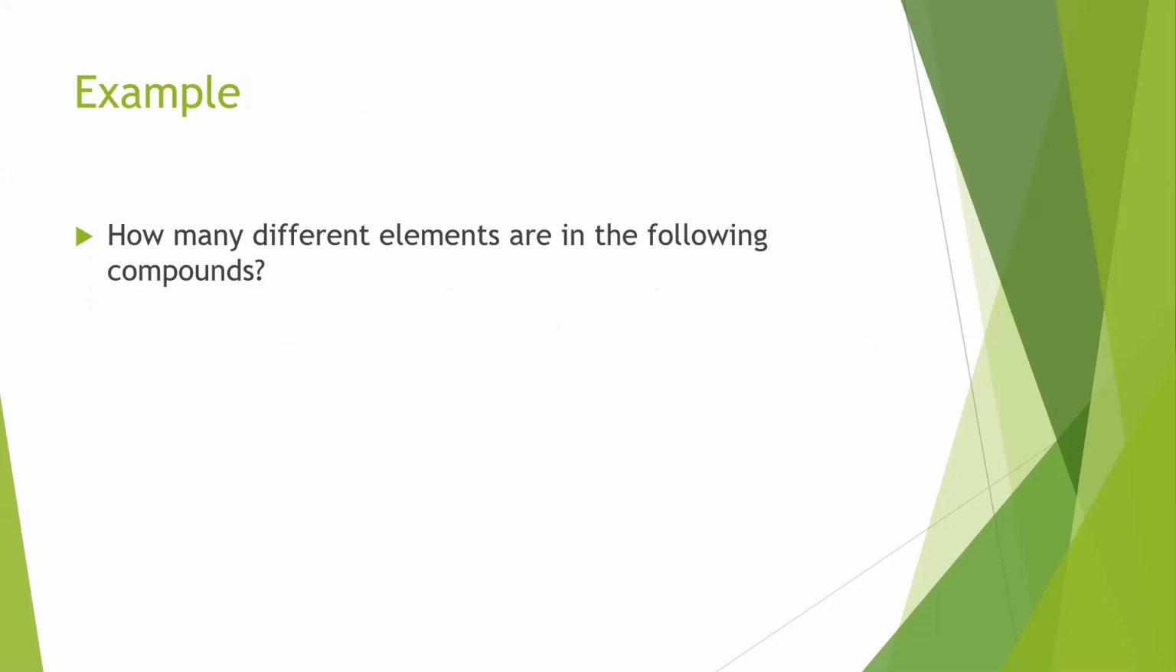So now we're going to do some example problems. Please type in your answers in the chat. It's okay to get them wrong, but at least try. So Au: how many different elements are in the following compounds?